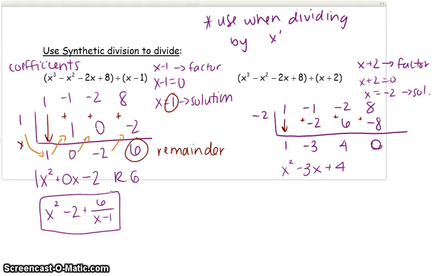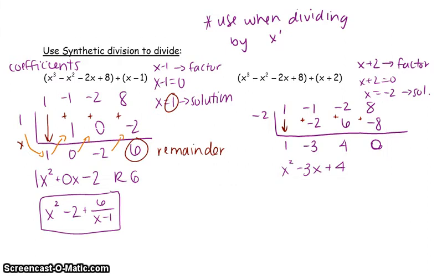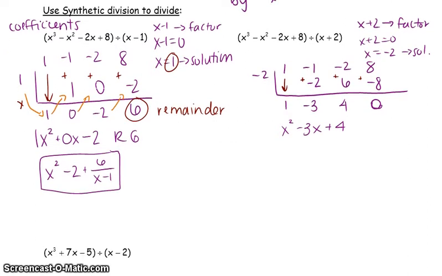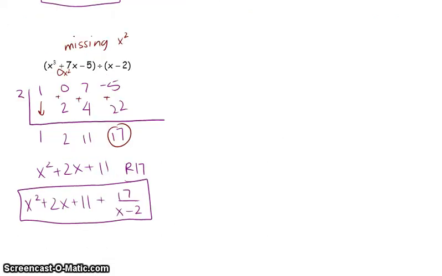Okay, so what I need you guys to do is look at this last problem, try it on your own, and then compare what you have with what I have. Okay, so pause the video and then compare. Okay, so let's check to see what you have. So first step, you should have noticed that we're missing an x squared. So you had to fill it in, put a placeholder there for your x squared place. So your coefficients are 1, 0, 7, and negative 5.